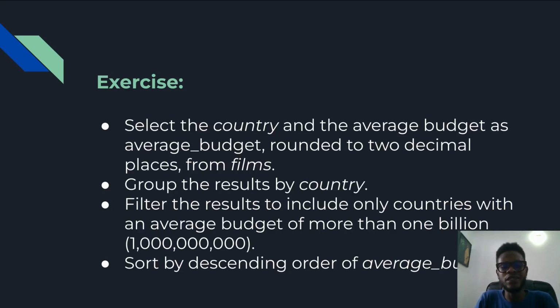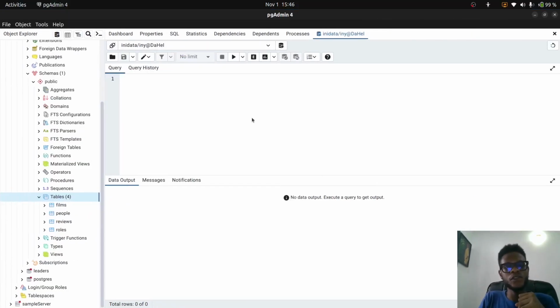First part says select the country and the average budget as average budget rounded to 2 decimal places from films. Okay, let's start with this first part, then we'll move on to the other parts. So the instruction is to select the country and average budget from films. First of all, let's look at the table we're working with. So this is a films database and it has the films table, people table, review, and roles. But they've specified the table we should look at, which is films.